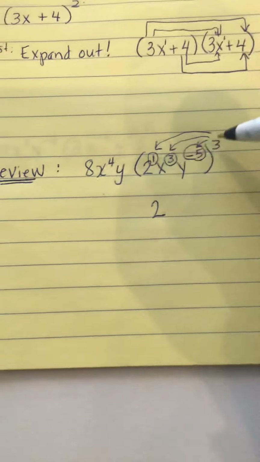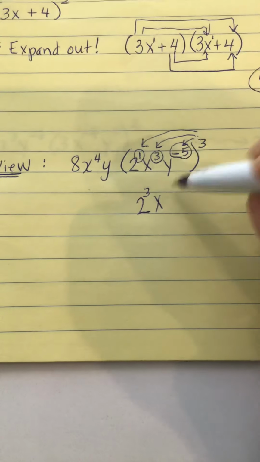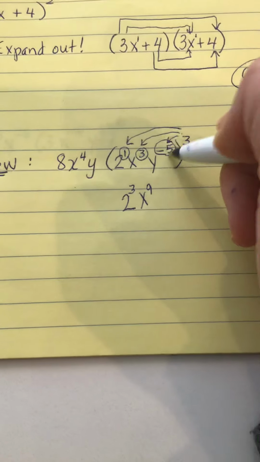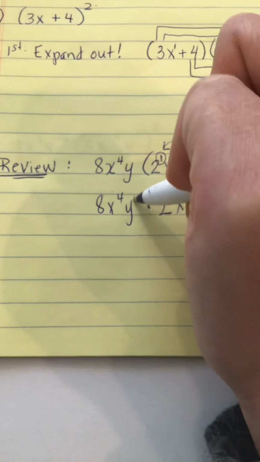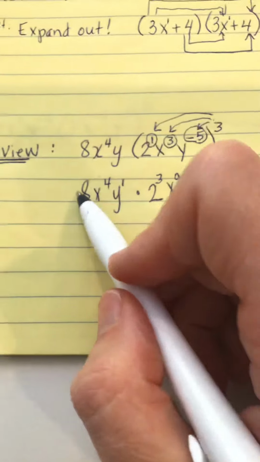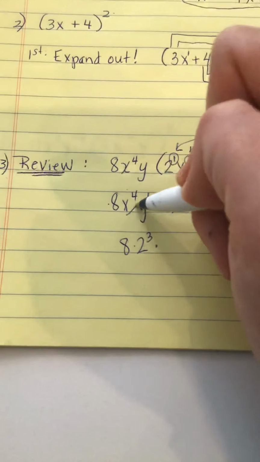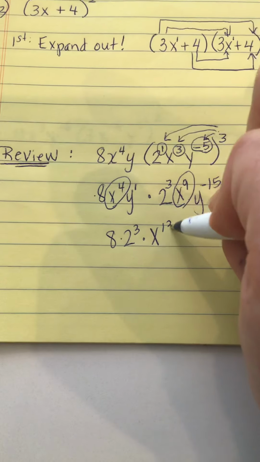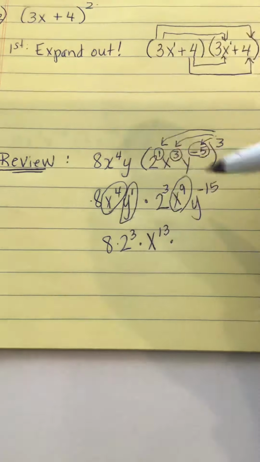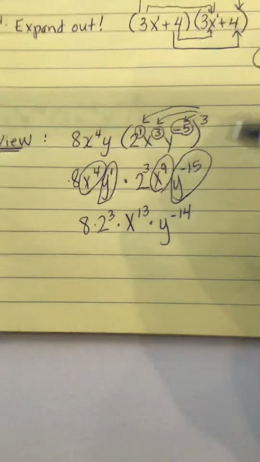So that would be 2 to the 3 times 1 is 3. X to the 3 times 3 is 9. Y to the negative 5 times 3 is negative 15. And then you bring this down. I'm going to put a 1 on the Y. All right, bring your numbers to the front. And then let's add the x's. So that's x to the 4th, and x to the 9 is x to the 13th. And then y to the 1st and y to the negative 15 is y to the negative 14.